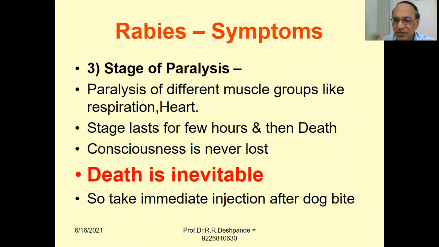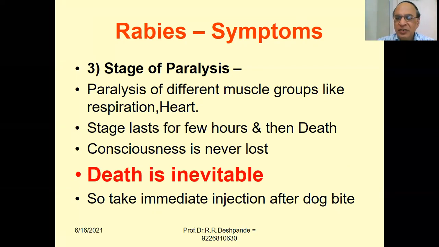The next stage is paralysis of different muscle groups: respiratory muscles and cardiac muscles all become paralyzed. This particular stage lasts for only a few hours, and then death. Consciousness is never lost, but death is inevitable. Rabies is a fatal disease. So after a dog bite, never neglect it. Go to the doctor immediately.